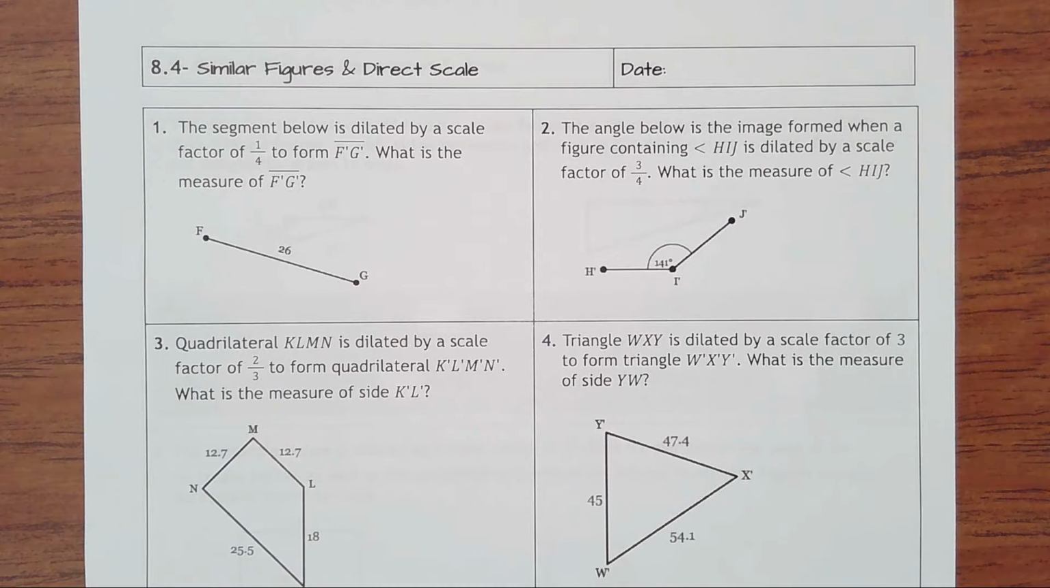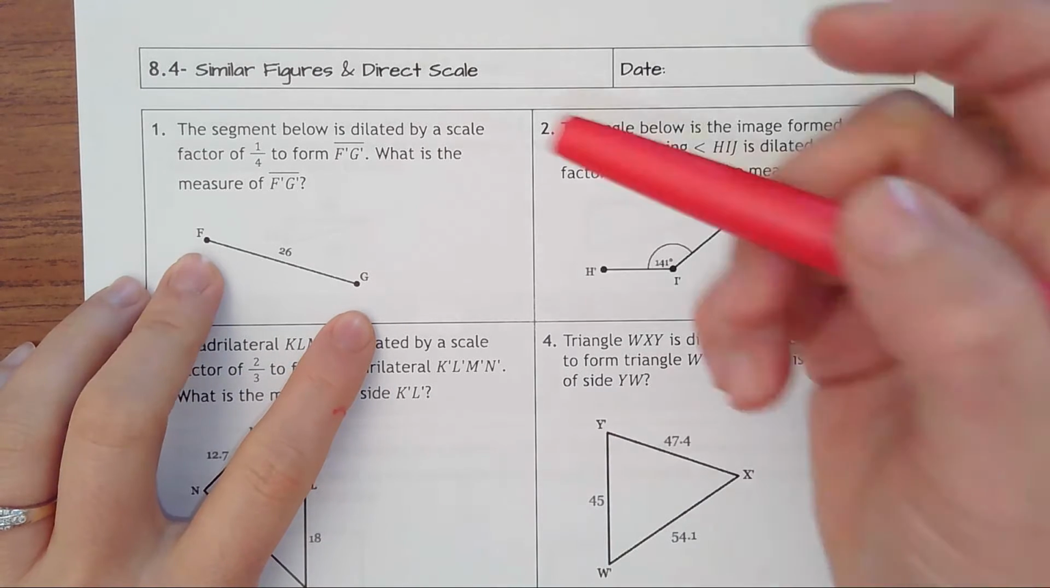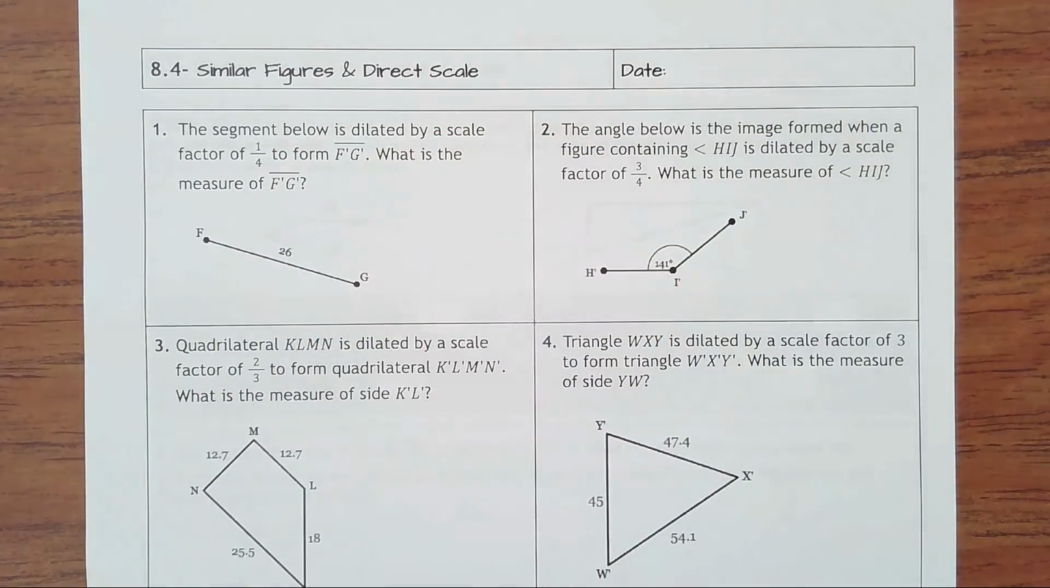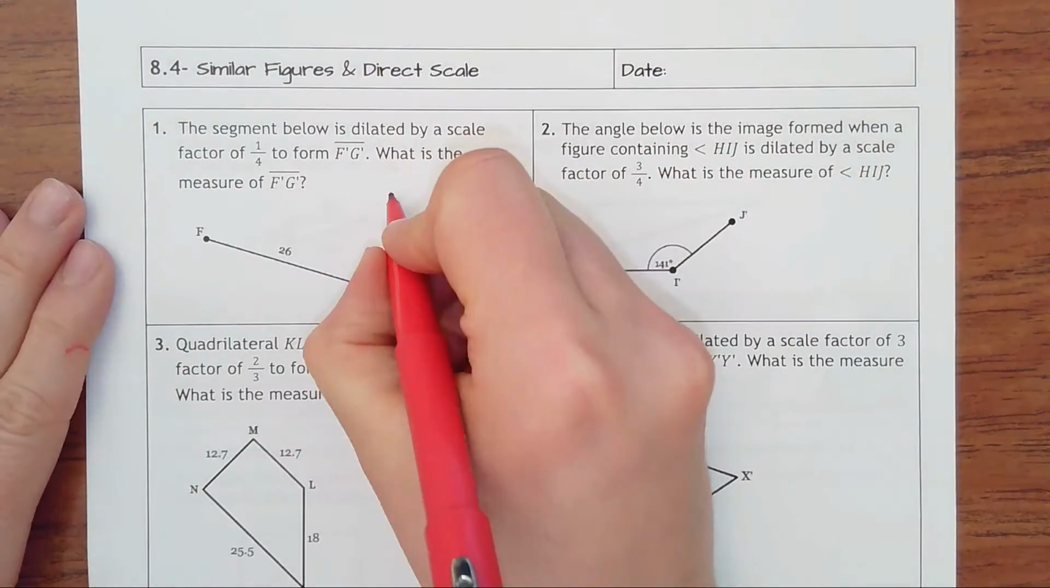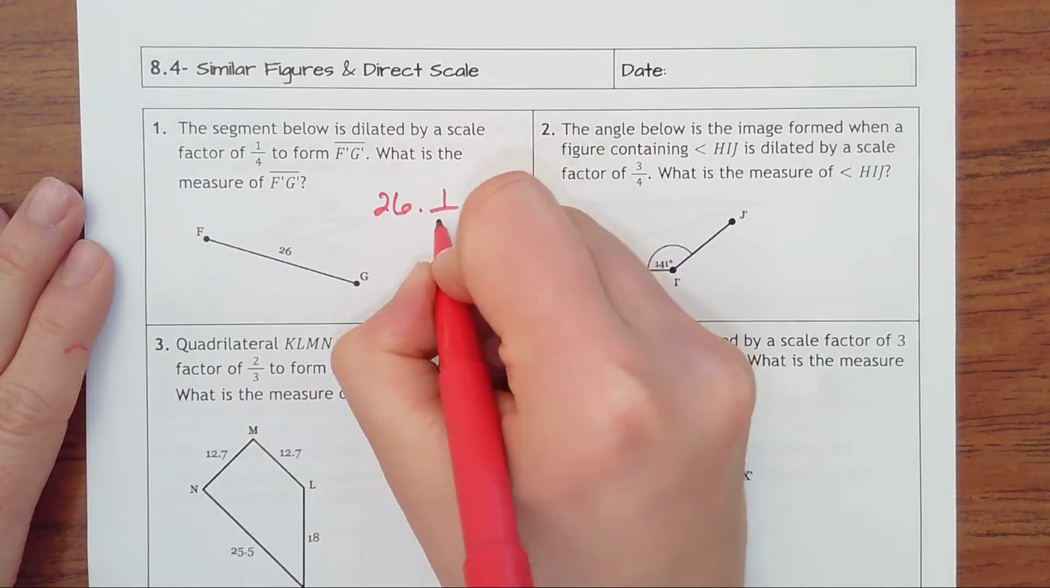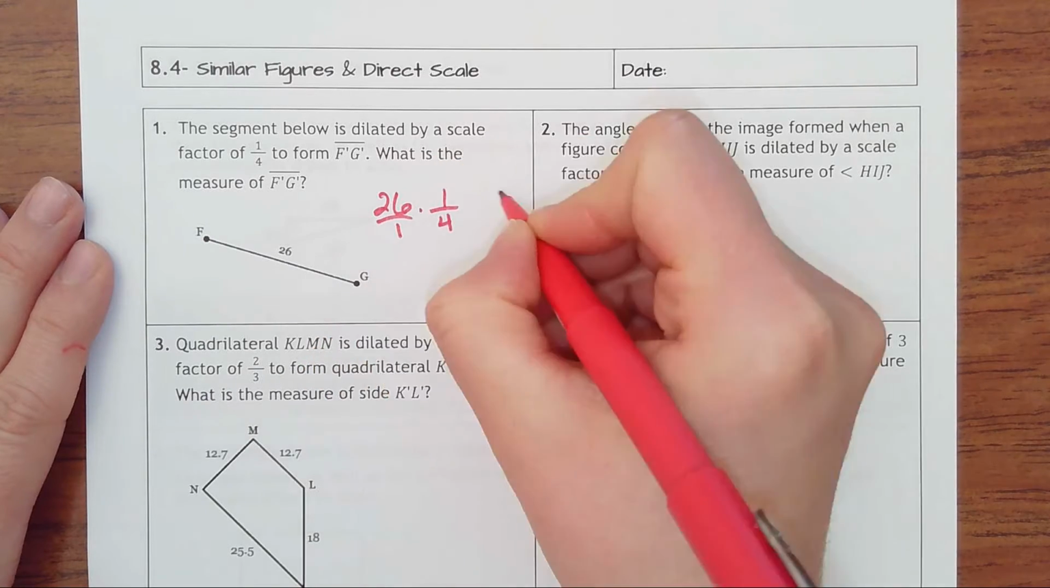Lesson 8.4, similar figures and dilations. Number 1 says a segment below is dilated by a scale factor of 1/4 to form F'G'. What is the measure of F'G'? So taking this segment, we multiply it by the scale factor of 1/4, which means it gets smaller. Remember, this is over 1 and multiply straight across.